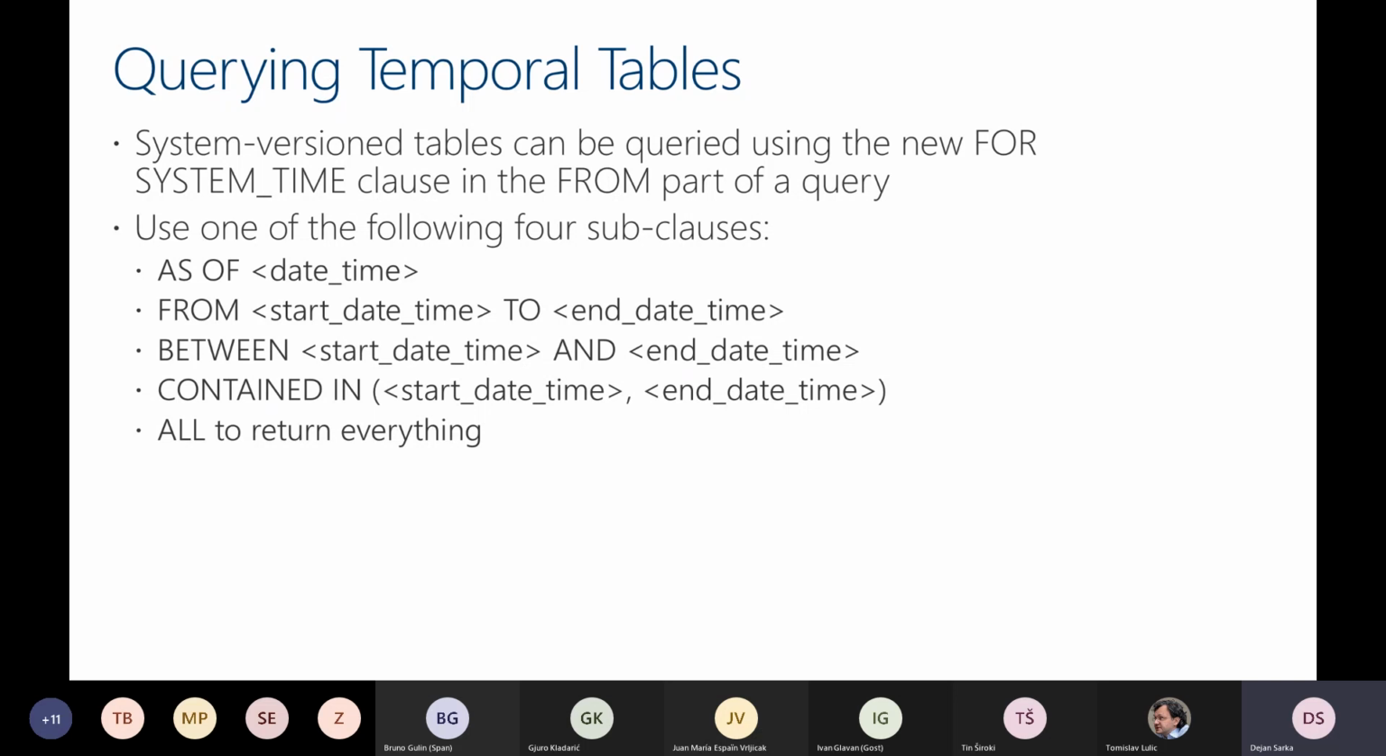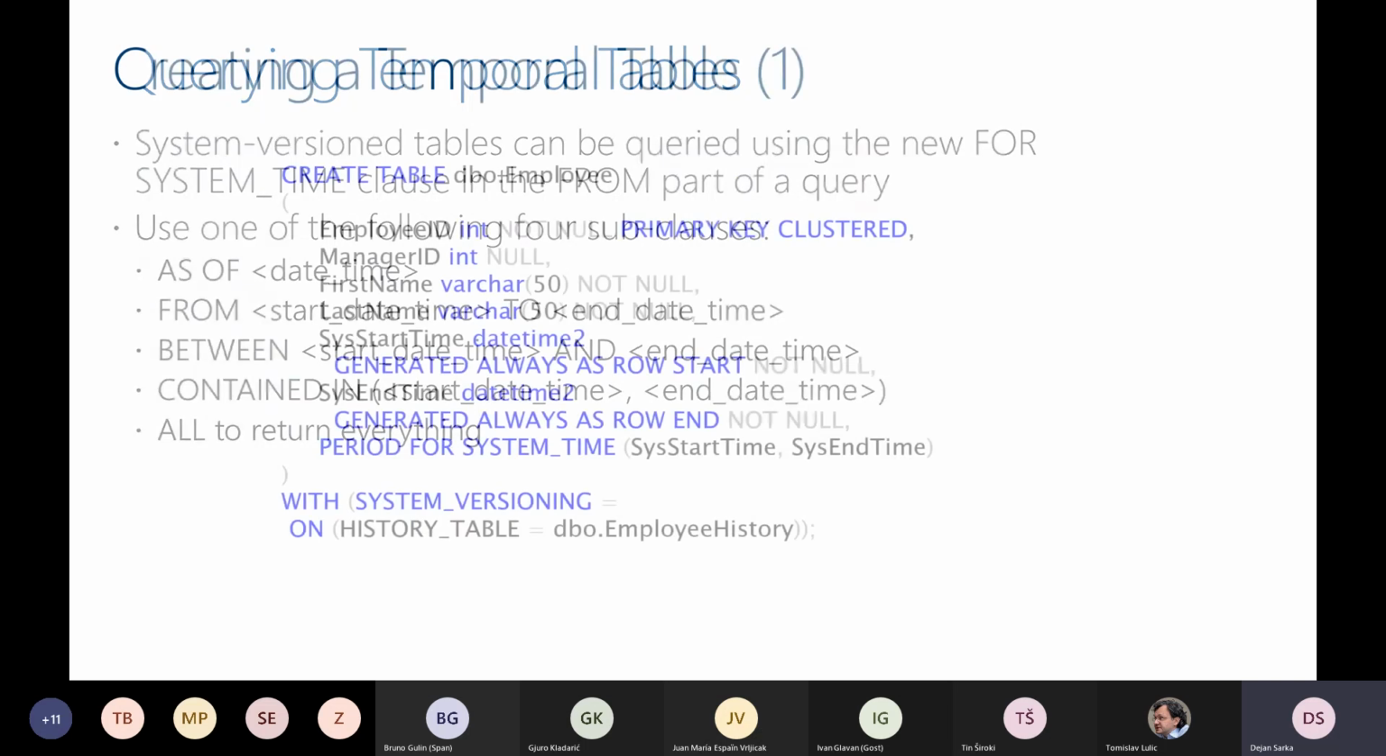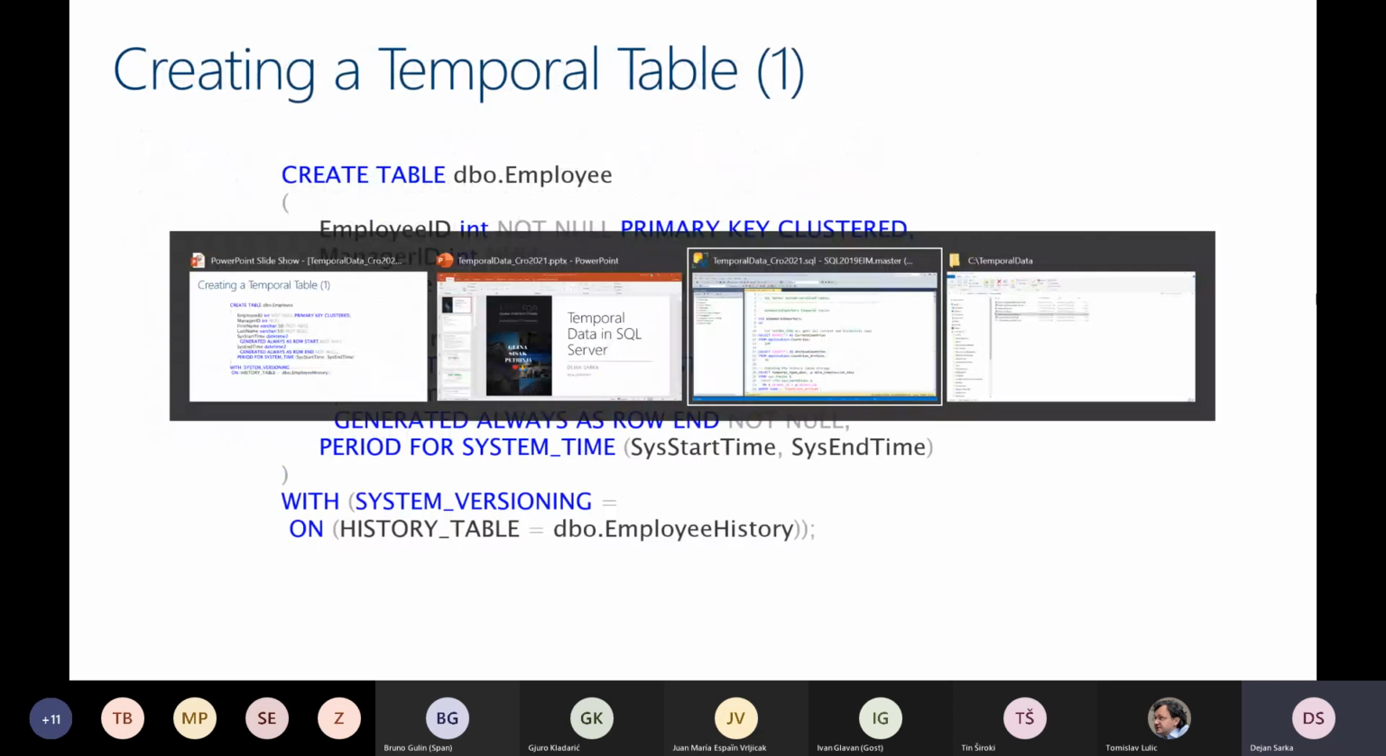So begin of when you see from two columns in a table, from is part of the interval, to is exactly one time point after the interval. Contained in gives you all transactions, all that was changed in the specific interval. All simply means select everything from the current table, union all, select everything from the history table. Let me switch to demos.